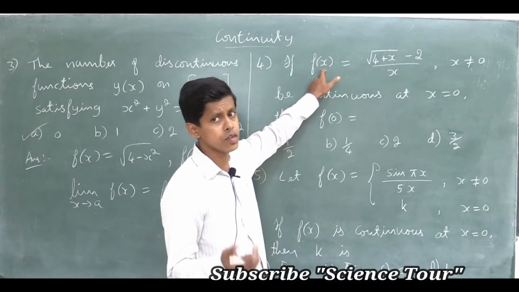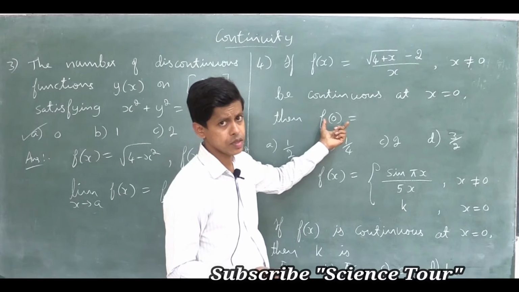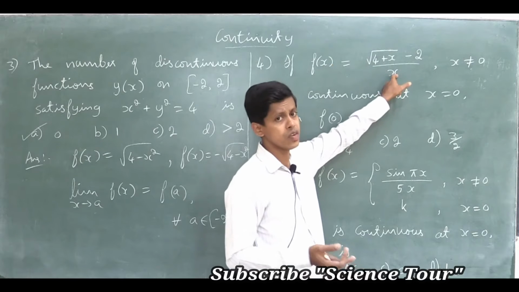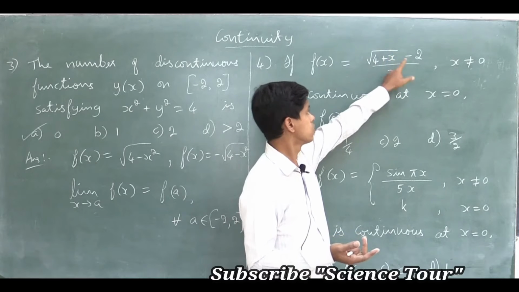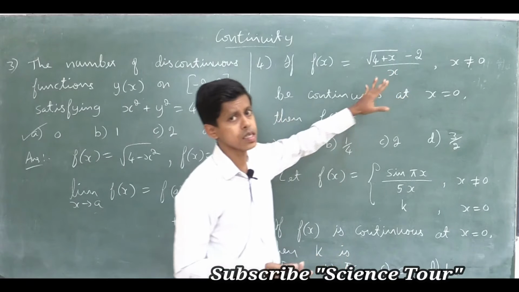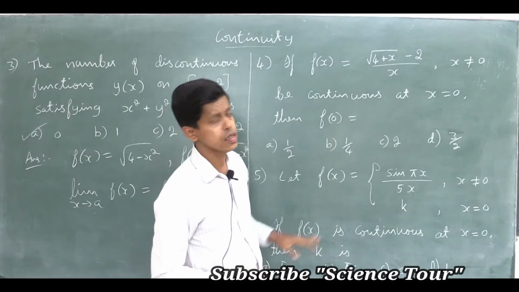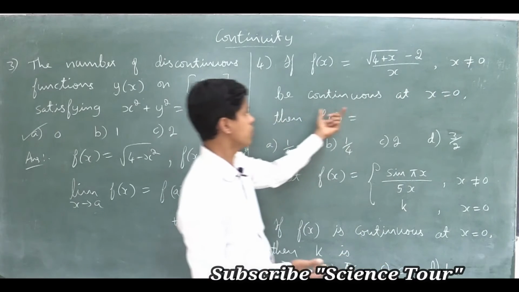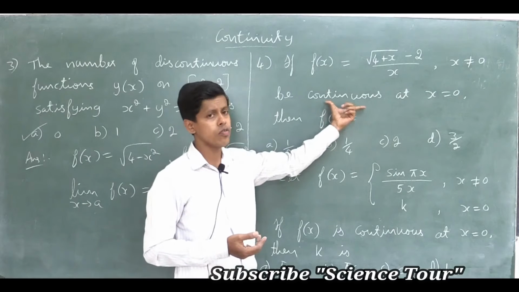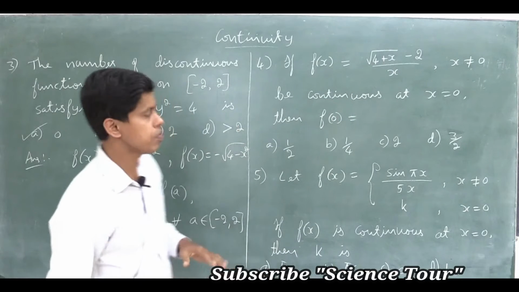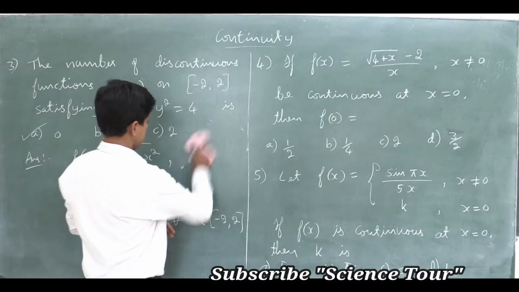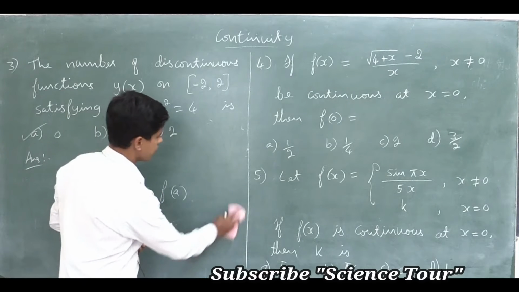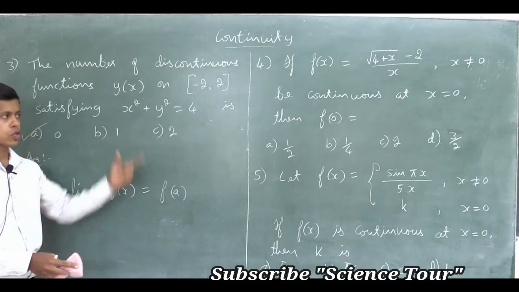If you try to find f of 0 directly, disregarding this condition, just substitute 0 here. You will get 0 by 0, which is not defined, correct? It's an indeterminate form. So you cannot find the function value at 0 because x cannot be equal to 0. Therefore, we have to use the conditions of a continuous function. What do you mean by a function is continuous? Limit of f of x as x tends to a is equal to f of a. So that's the condition we have to use here.